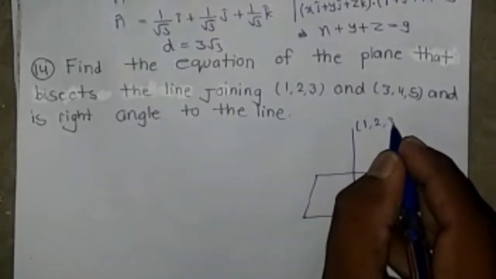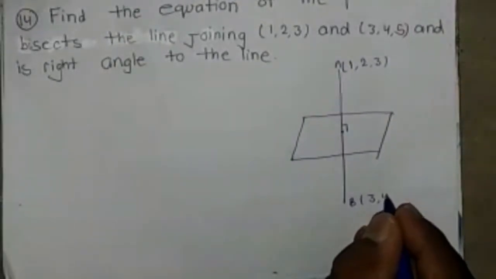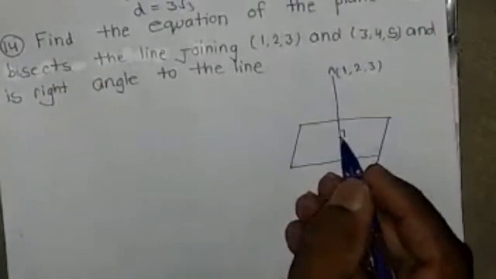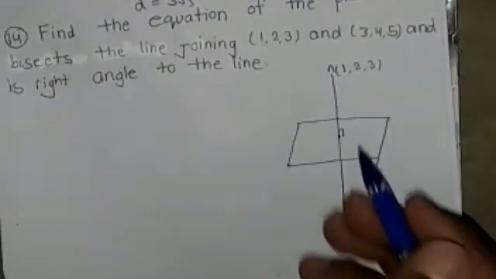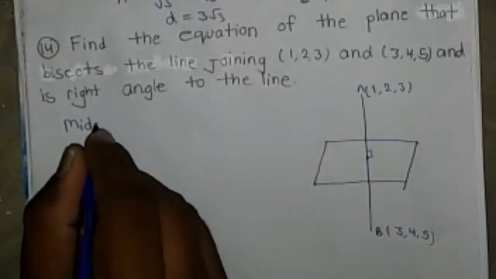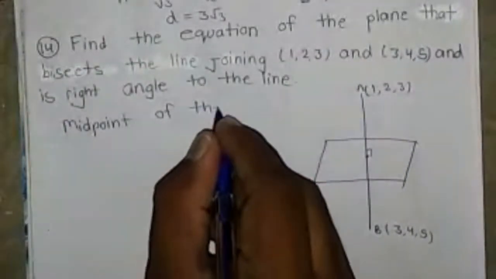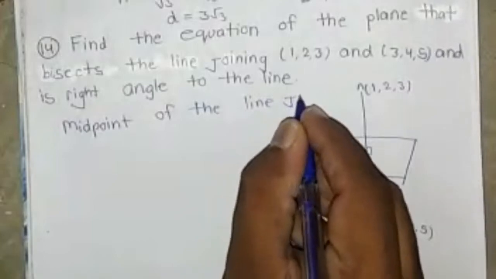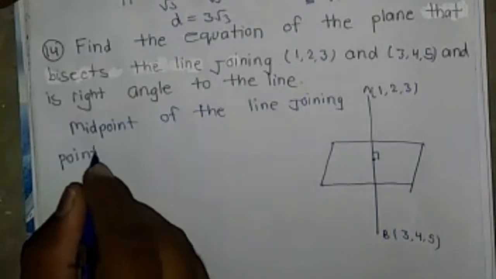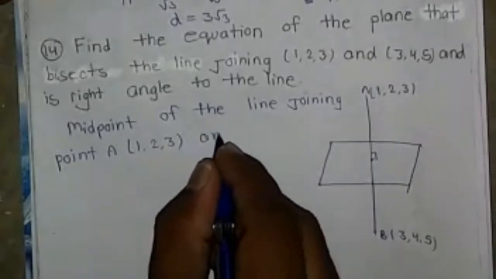Let the point (1, 2, 3) be point A and point B be (3, 4, 5). Since it is bisected by the plane, the midpoint of the line joining A and B must lie on the plane. Means firstly find the midpoint of the line joining point A and B.